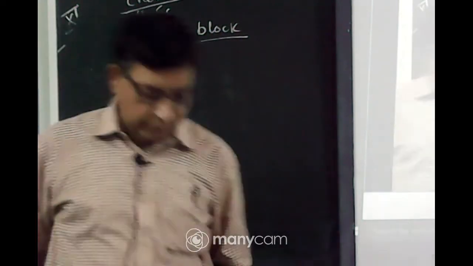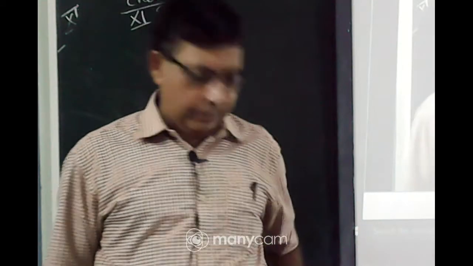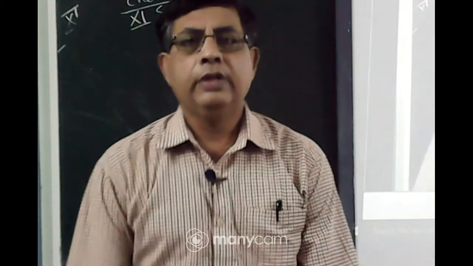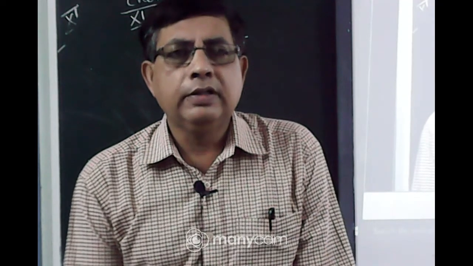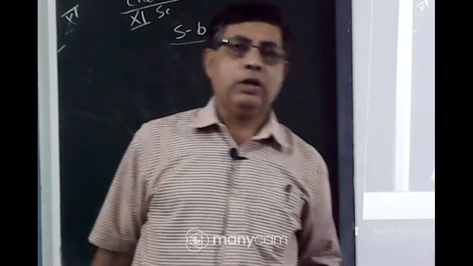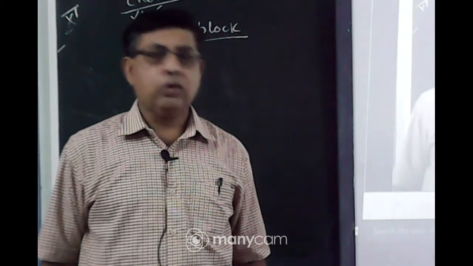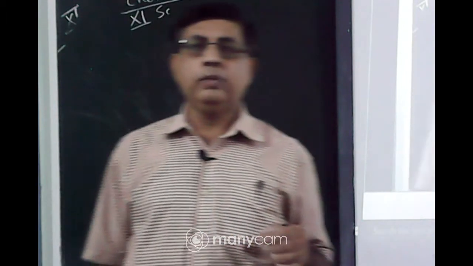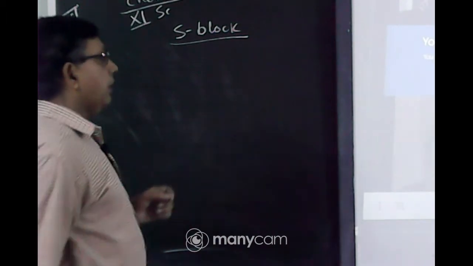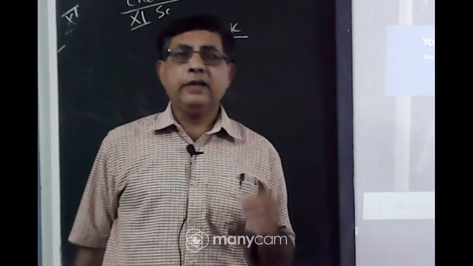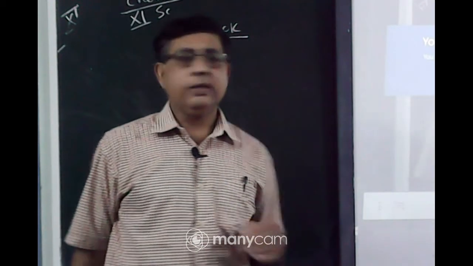Now, S block elements. In the previous class I discussed group 1 elements. You have already been informed that there are mainly two S block elements, group 1 and group 2. Group 1 has the general electronic configuration ns1, and group 2 has ns2. Group 1 elements are called alkali metals and group 2 elements are called alkaline earth metals. In the previous class I discussed the alkali metals. Today the main topic is alkaline earth metals, that is group 2 elements.